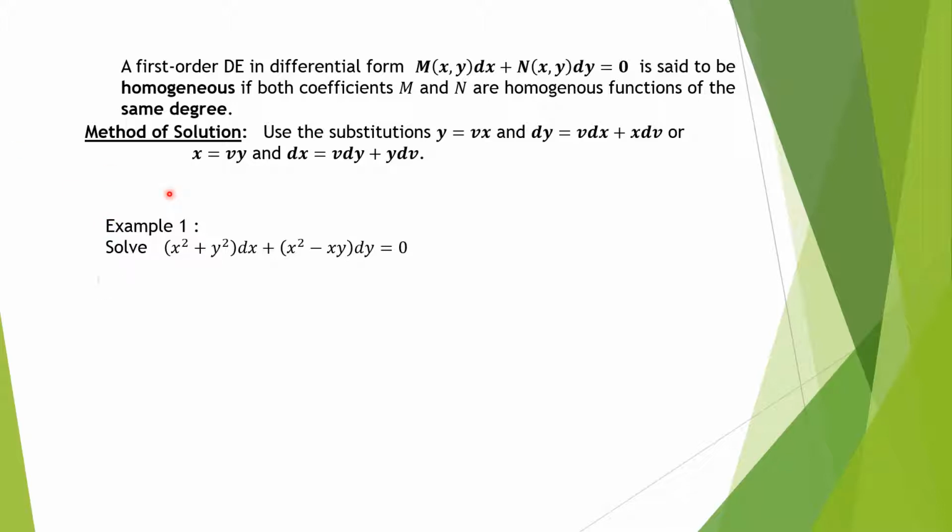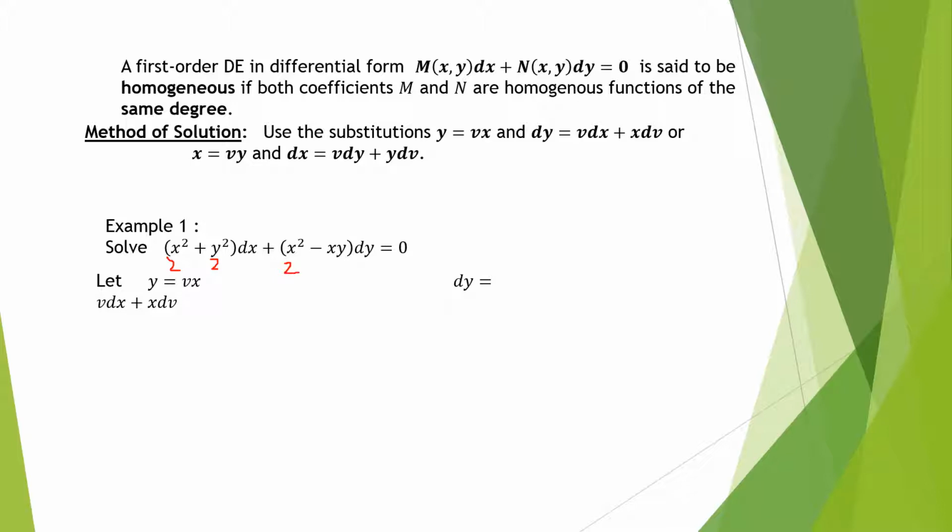So our solution, now how do we know that this is homogeneous? What is the degree of x squared? Here, the degree of x squared is 2. So the degree here is 2. The degree of y squared is 2.